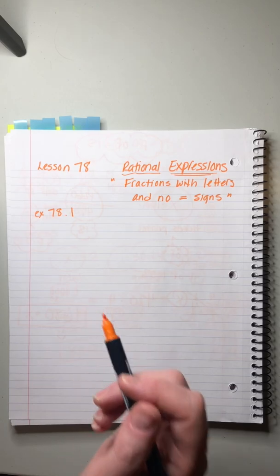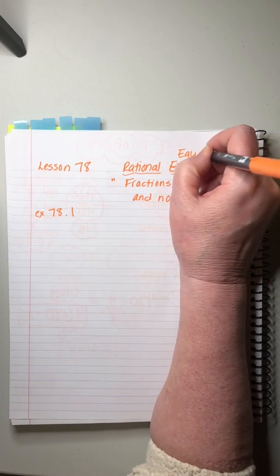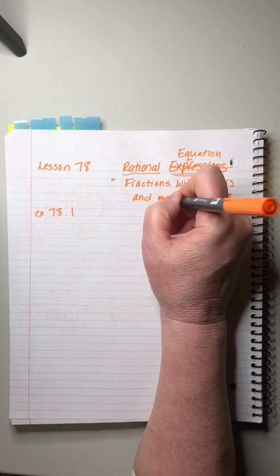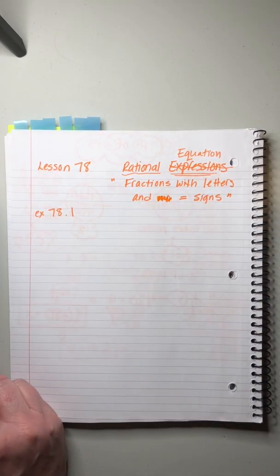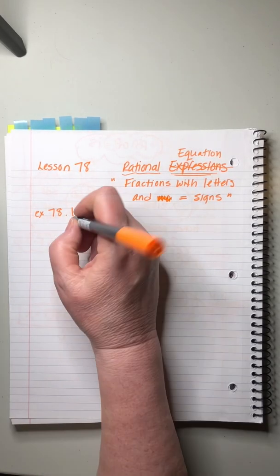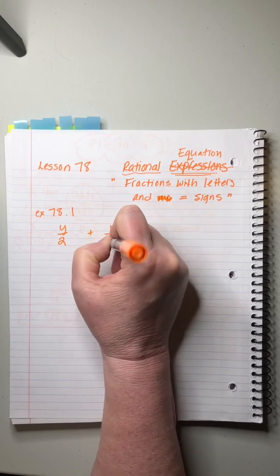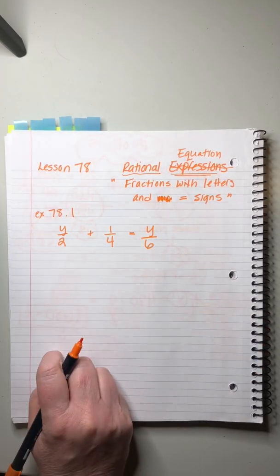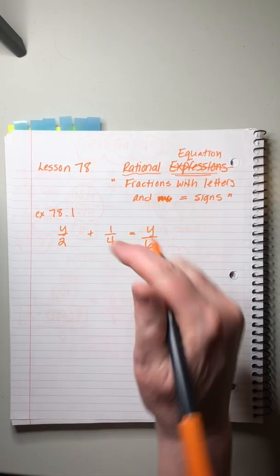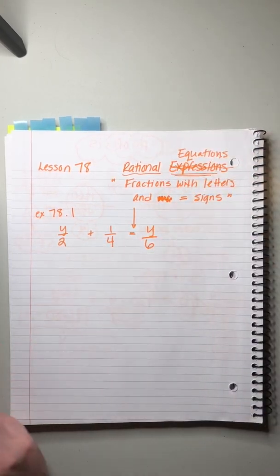Oh, and these do, oh no, they're rational equations. I'm sorry. I read it wrong. Rational equations. So they do have equal signs. Yay. All right. Here comes a simple one. Okay, y over 2 plus 1/4 equals y over 6. All right, we notice this equal sign. And then we know right up there it says equations.